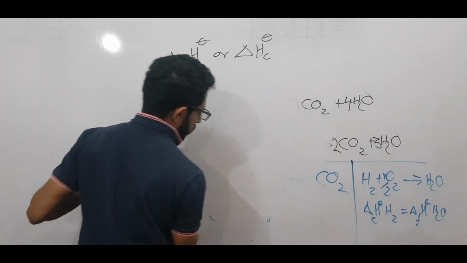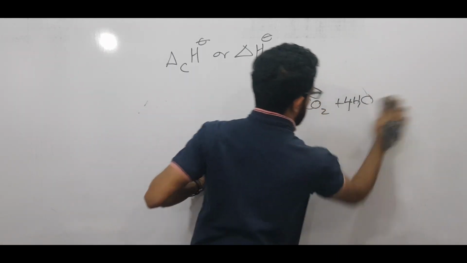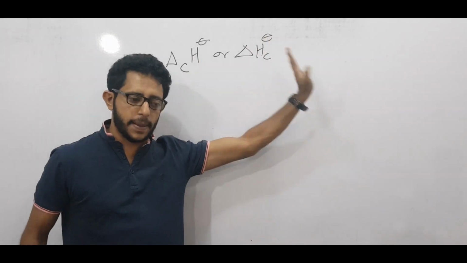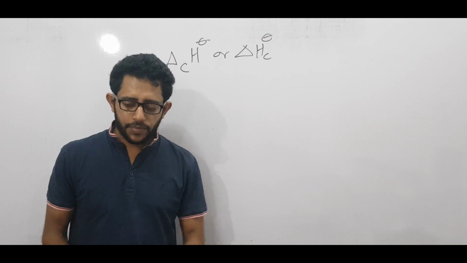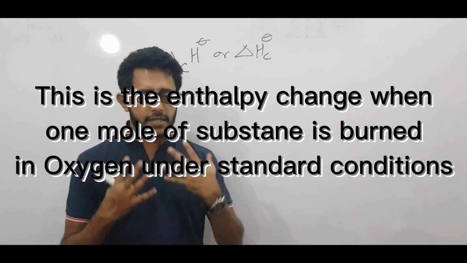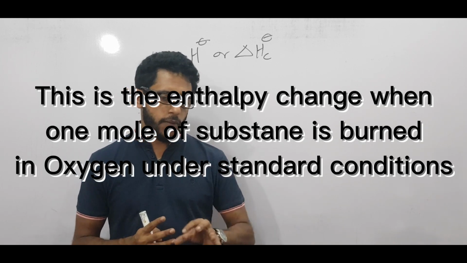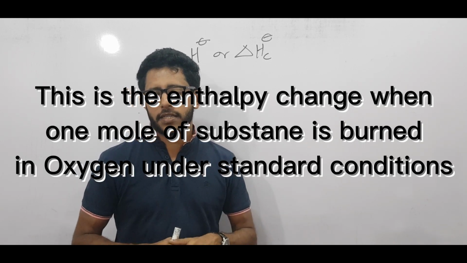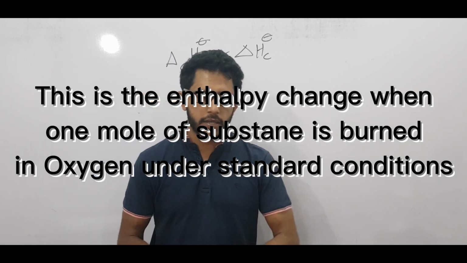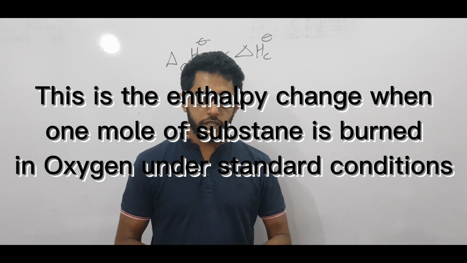Now the symbol for the combustion enthalpy is delta CH or delta HC. This is the symbol for the combustion enthalpy. Now the combustion enthalpy is defined as the enthalpy change when 1 mole of substance is burnt in excess oxygen to give its combustion products at standard conditions.